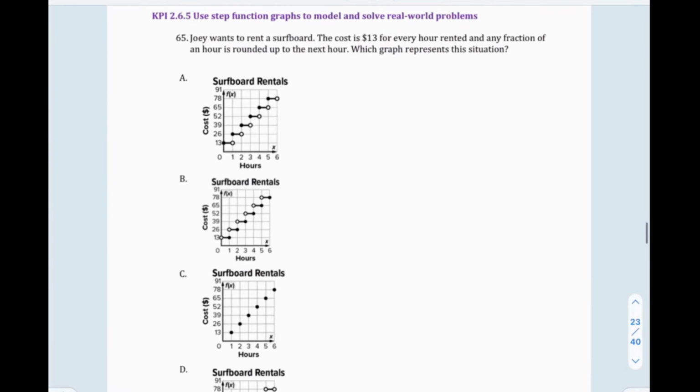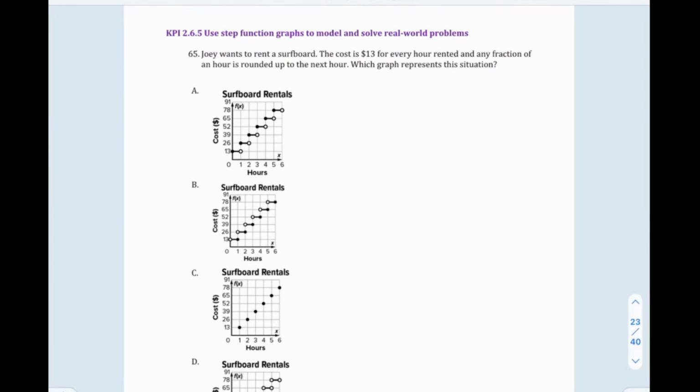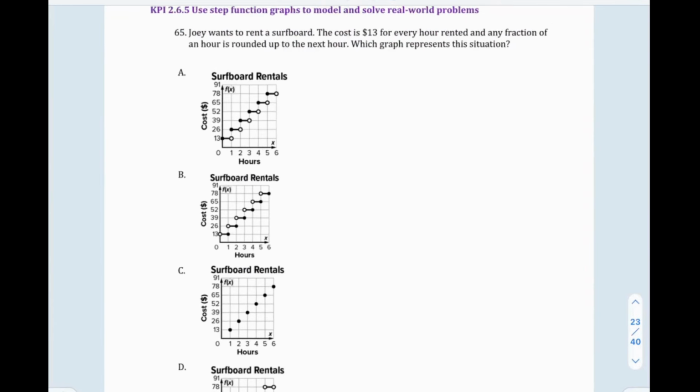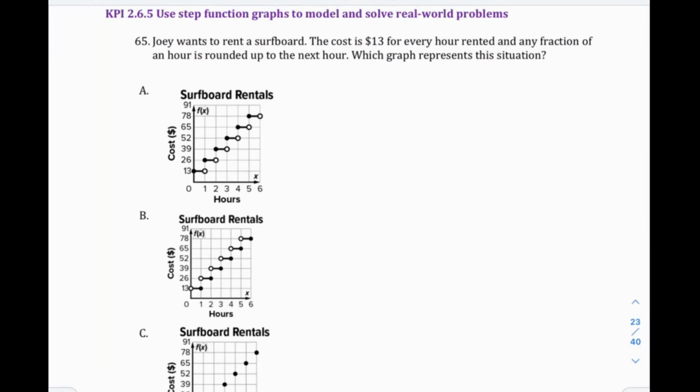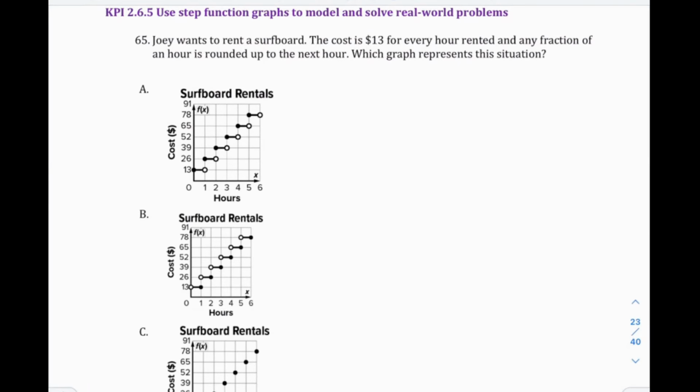Okay. Now we will move to something called a step function. As you see, it is showing that it's a step function. It's like steps. Let's read the real life application. Joy wants to rent a surfboard. The cost is $13 for every hour rented, and any fraction of an hour is rounded up to the next hour.